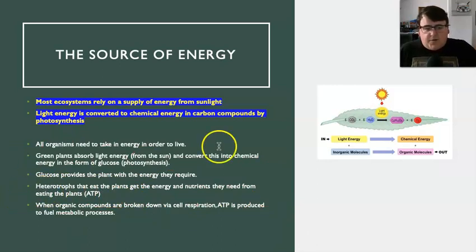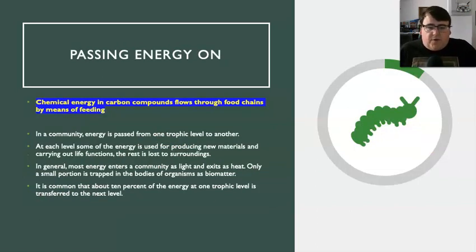So this is how we start. Plants capture the energy from the sun, and they turn that into chemical energy that we can use to power metabolism. How does that energy get passed on? That's what we're going to talk about now.